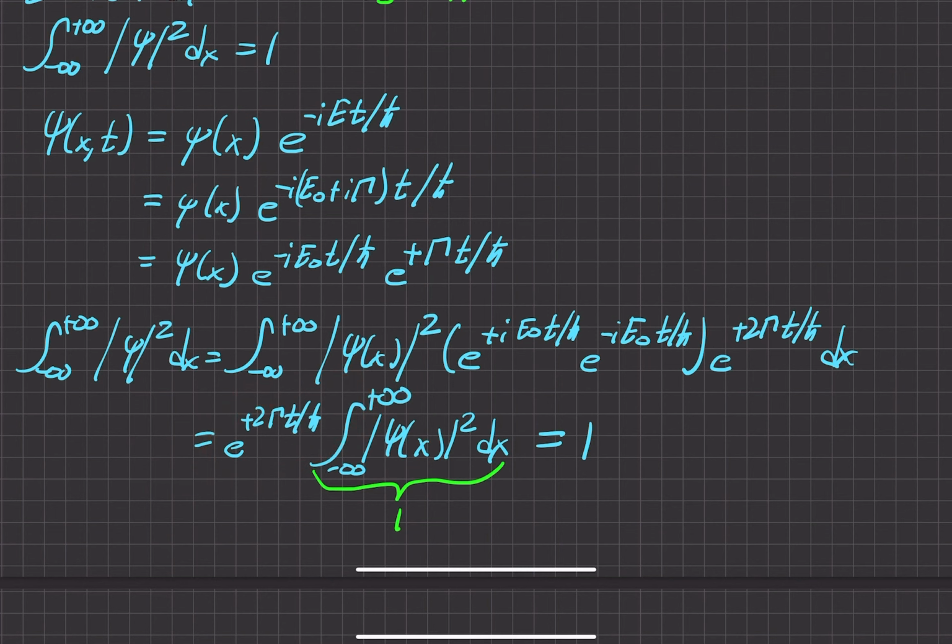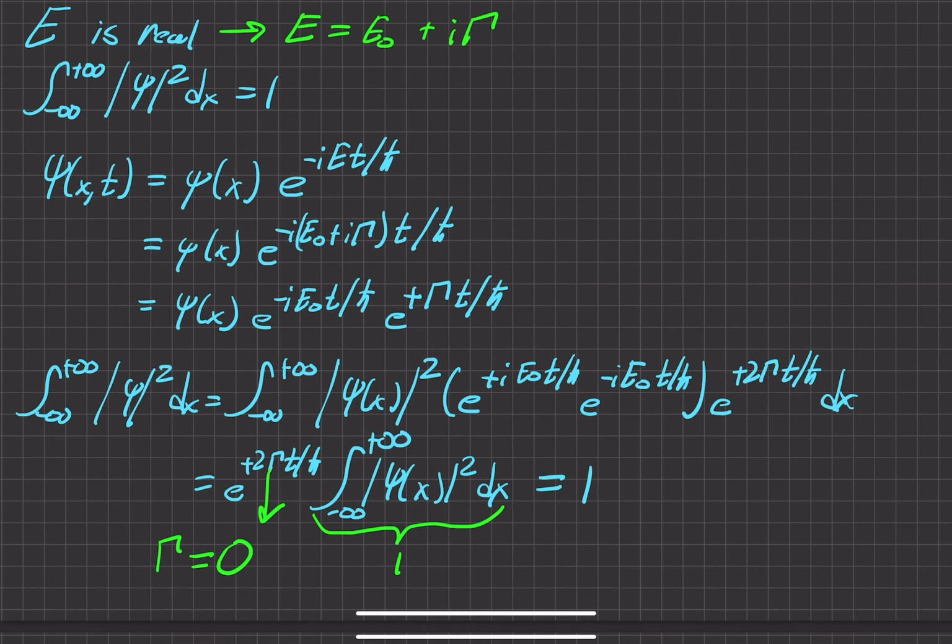And the only way for that to equal 1, knowing that this is a constant, this is our time-dependent variable, and this is a constant, the only thing that we can fudge is gamma, which means that gamma actually has to be equal to 0. Also known as, when we go back up here, that E has to be real, because gamma is forced to be 0 to make this all fit under normalizable conditions.